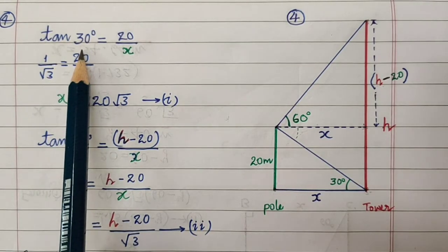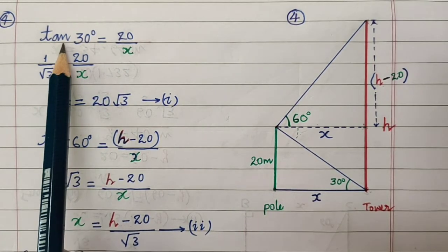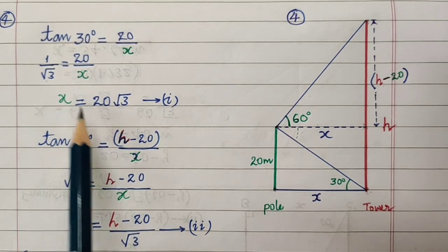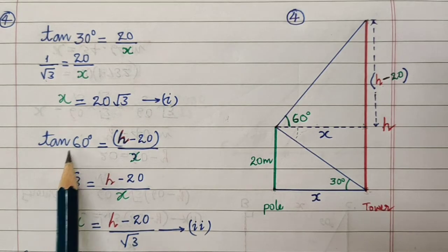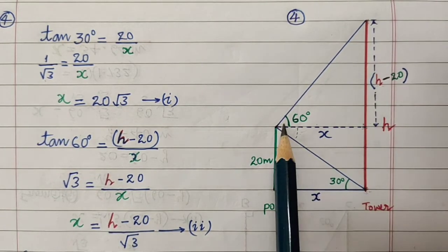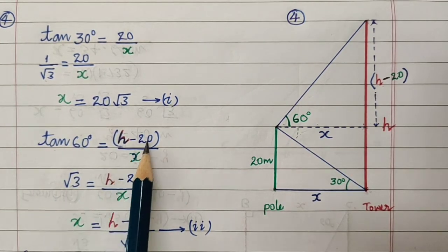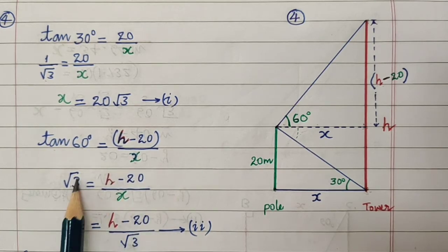Tan 30 is equal to 20 divided by x. Tan 30 is 1 by root 3, so 1 by root 3 equals 20 by x. Therefore x is equal to 20 root 3. We call this 1. Tan 60 degrees is equal to h minus 20 divided by x. Tan 60 is root 3, so root 3 equals h minus 20 divided by x. Therefore x is equal to h minus 20 divided by root 3. We call it 2.